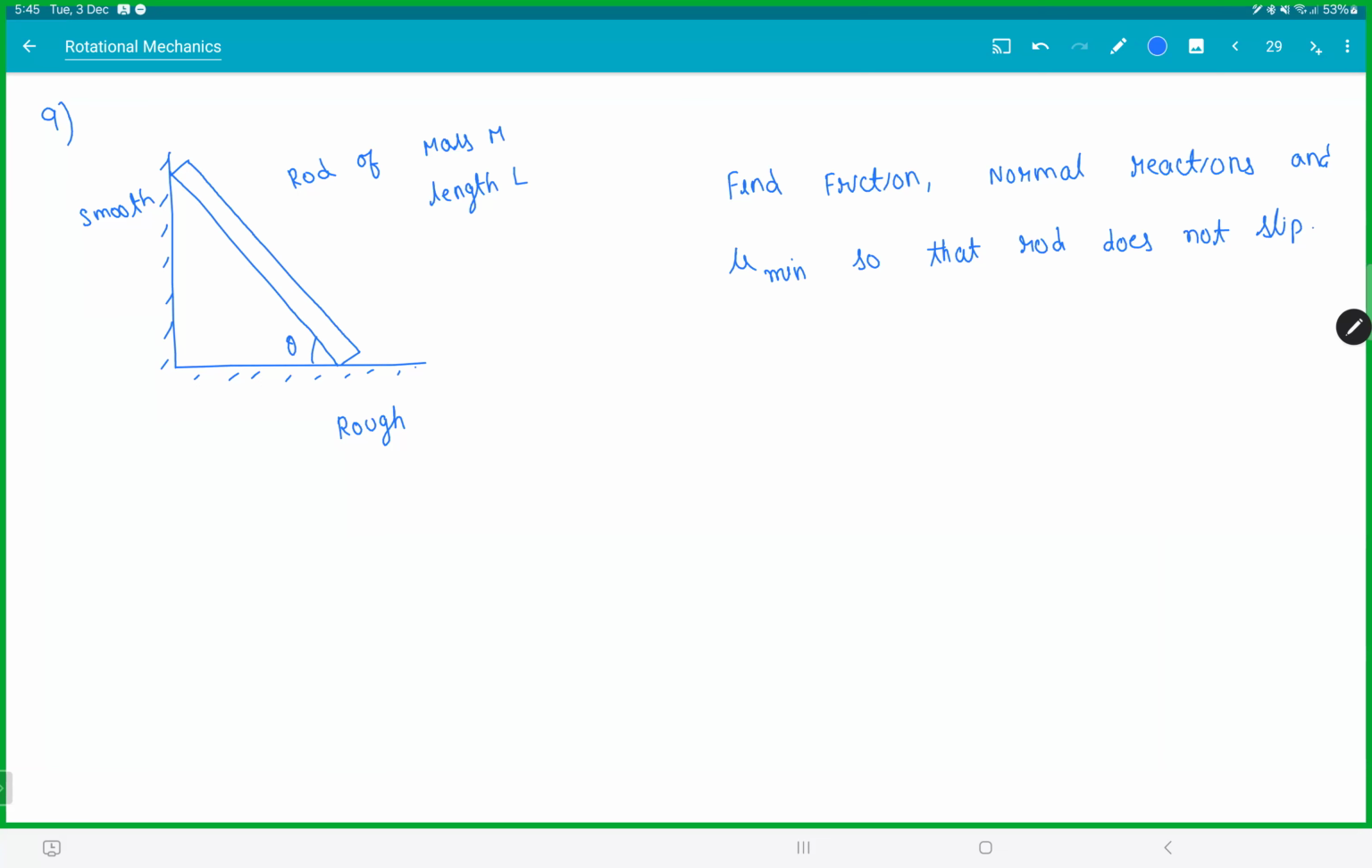We do have different answers. Ishan, I think you are right. Purvaja, can you find minimum mu, Purvaja? Tell me mu and friction. I remember that one. Friction is mg by 2.